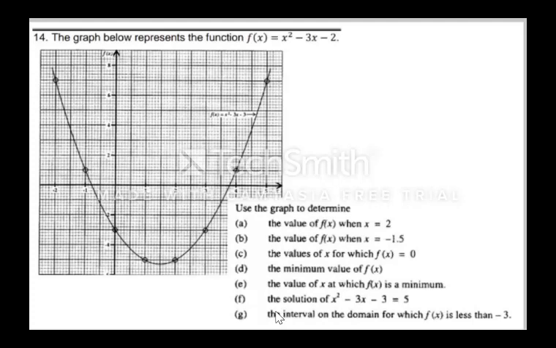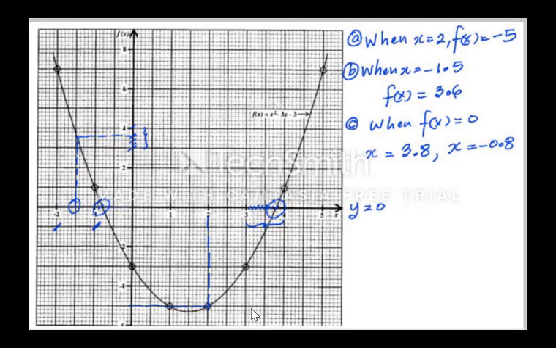B says the minimum value of f of x. All right. So first of all, the minimum value of f of x, this is a graph of f of x. So the minimum value would be at the lowest point on the graph. The lowest point on the graph is here. The minimum value of f of x is another way of saying the minimum value of y, or at the lowest point on the graph. So that's at the bottom there.